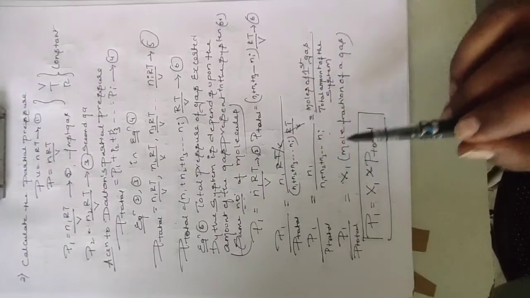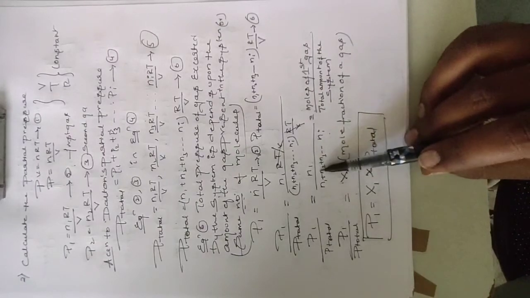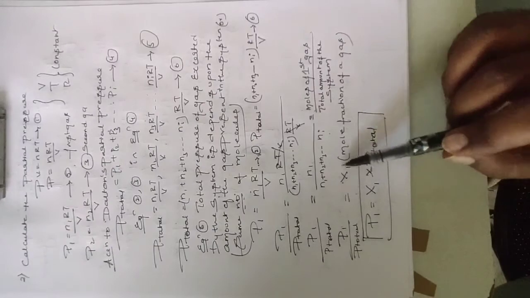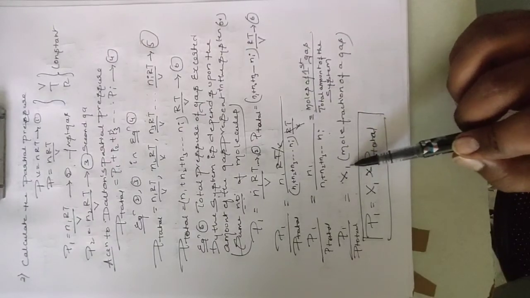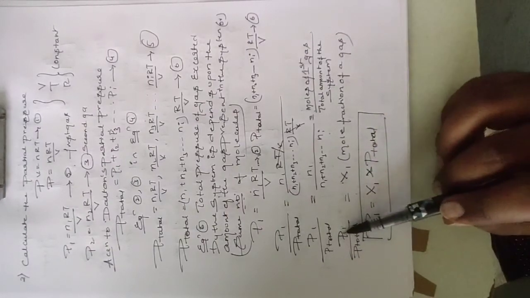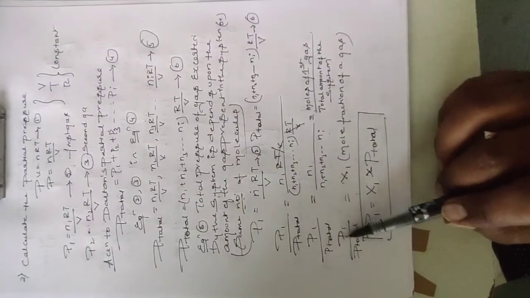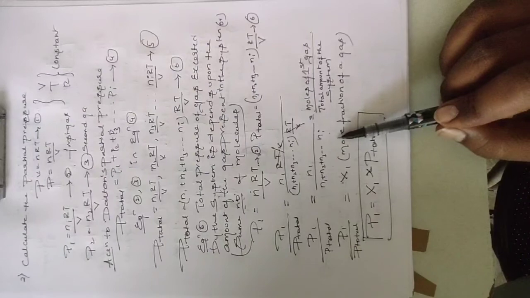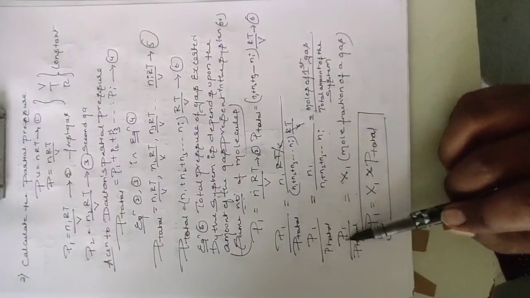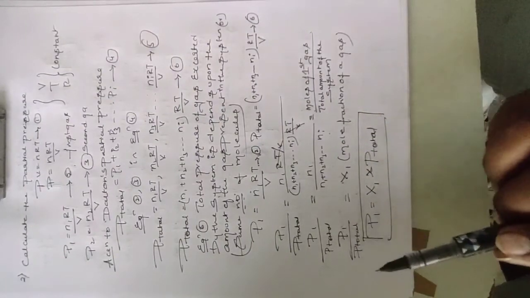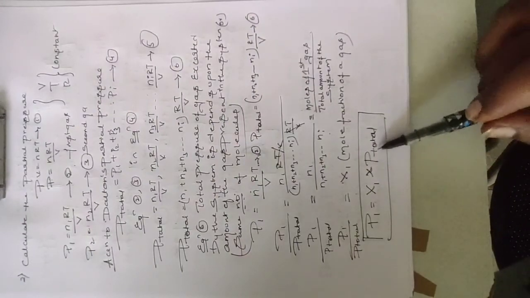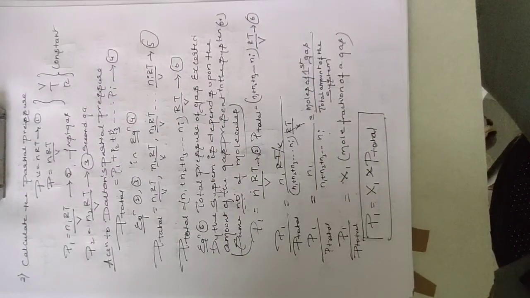N1 is nothing but the moles of the first gas. This is the total moles of the system, and the ratio is the mole fraction. Okay, mole fraction is denoted as x1. Then P1, the pressure of the first gas, divided by the total pressure equals the mole fraction. We want to find the partial pressure of the first gas. Partial pressure of the first gas equals mole fraction times the total pressure of the gas.